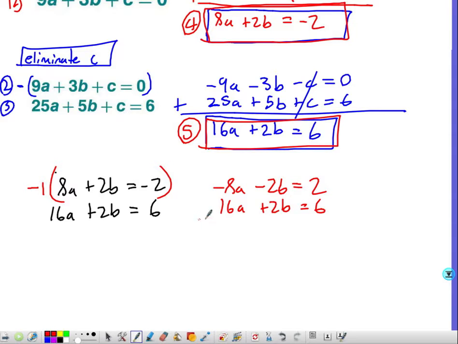And now let's go ahead and add these together, and we're going to get -8a plus 16a, which is going to be 8a. The -2b and +2b, though, that cancels out, and so we get 2 plus 6, which is 8. Now let's go ahead and divide both by 8, and take a look at this. We get a is equal to 1.